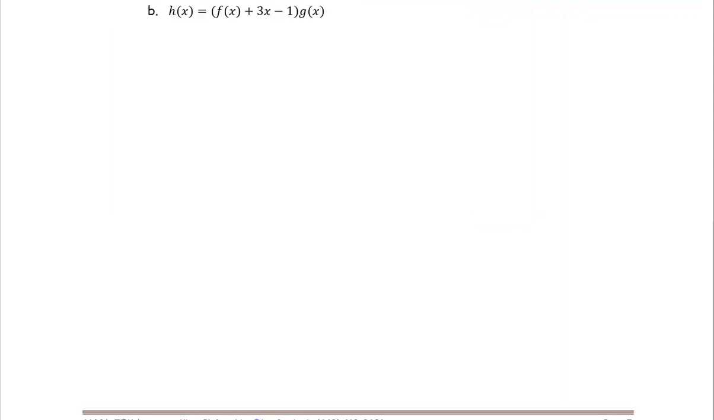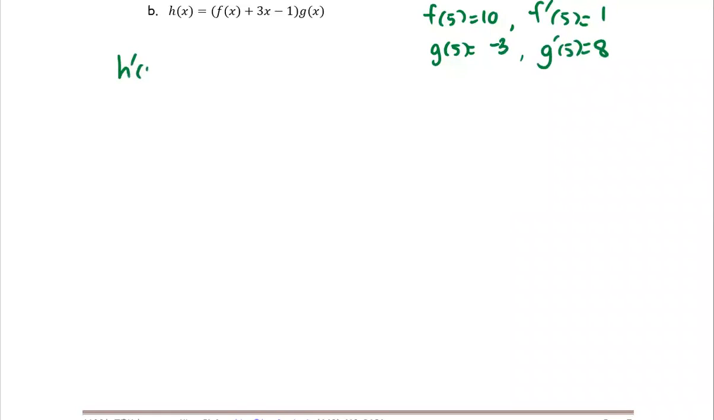Okay, to keep everything in one screen. On my side notes here, I have f at 5 equals 10. The f prime at 5 is 1. The g at 5 is -3. The g prime at 5 is 8. So those are numbers that are provided. This time, the h is not in a quotient form, but in the product of the f and g, they're all over the place. So your goal is to find h prime at 5. Same goal, but a different form of the h provided.